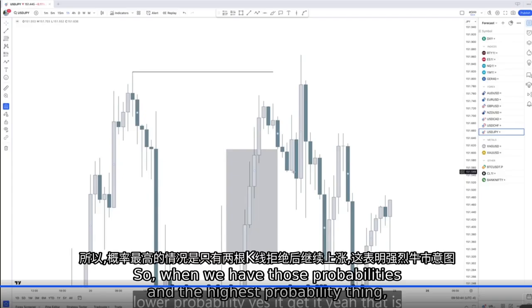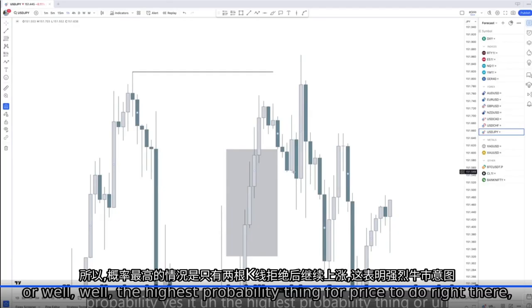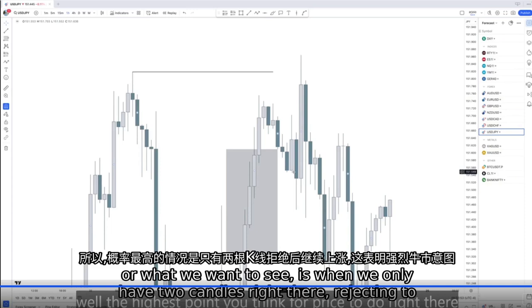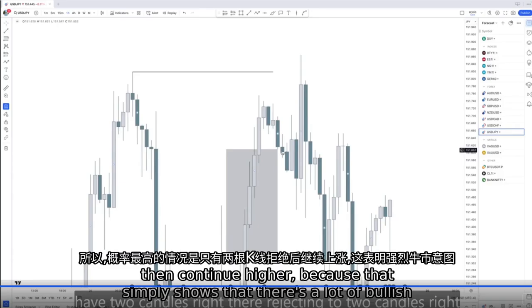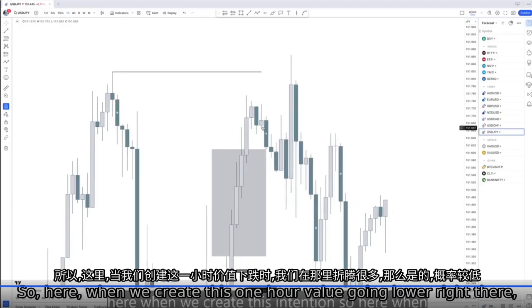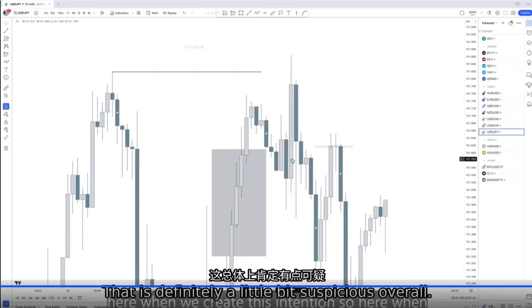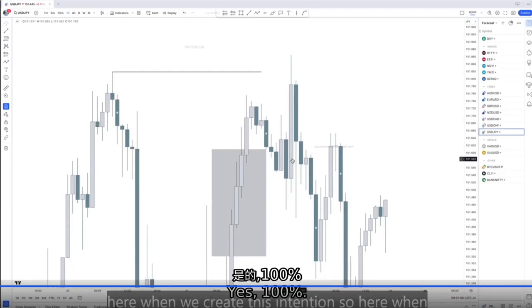The highest probability thing for price to do right there, or what we want to see, is when we only have 2 candles rejecting to then continue higher, because that simply shows that there's a lot of bullish intention. So here, when we create this 1 hour value gap going lower, we mess around a lot right there, then yeah, that is low probability. That is definitely a little bit suspicious overall. Yes, 100%.